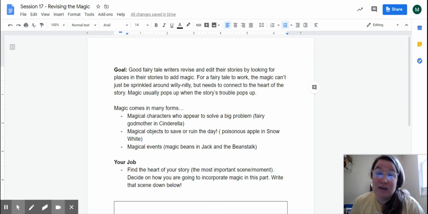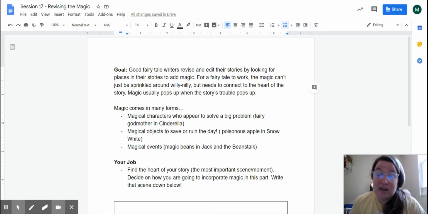Another way magic appears is through a magical object. Think about the poisonous apple in Snow White. When Snow White takes a bite of it, it forces her to fall asleep, and the problem arises.